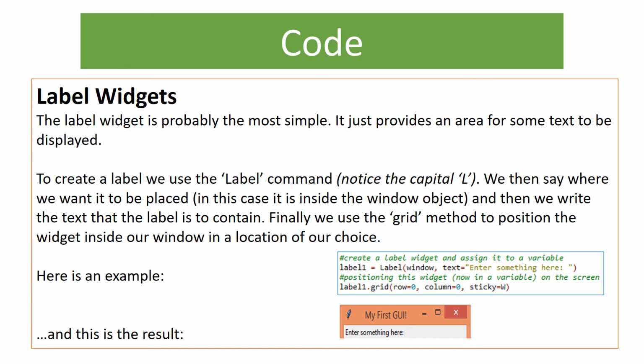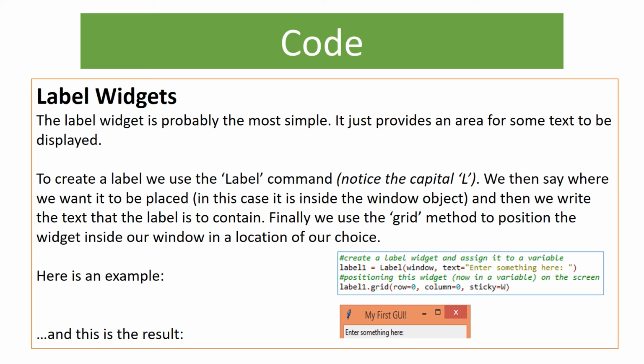Let's have a try with a label widget. A label widget is the simplest one, and you've already added one of these. It provides an area for some text to be displayed. To create a label, we use the command label. I've given it a variable name so that we can refer back to it in the future. So I've said label1 equals label.